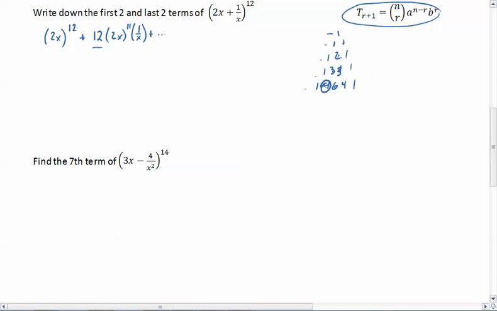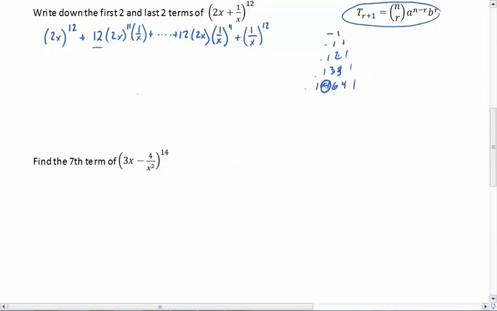And it'll be plus, and then I need the last two terms. Remember, the last two terms are the same as the first two terms. It'll always be an exact repetition. It's symmetric down the middle. So this will just be 12 times 2x to the first and 1 over x to the 11th, and then plus 1 again. This time it's 2x to the 0, so that goes away, and I will have 1 over x to the 12th. Now on the IB exam, you would be expected to simplify each of those terms.